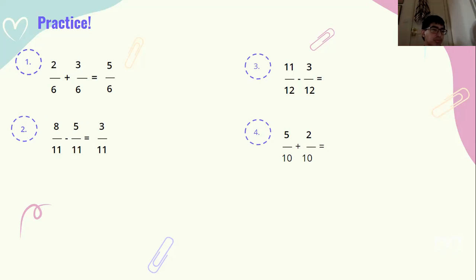And then number 3, 11/12 minus 3/12. Samantha, can you tell me the answer to number 3? 8/12. That is correct. It is 8/12. And then number 4, 5/10 plus 2/10. Monica, can you tell me the answer to number 4, please? 7/10. That is correct. It is 7/10.